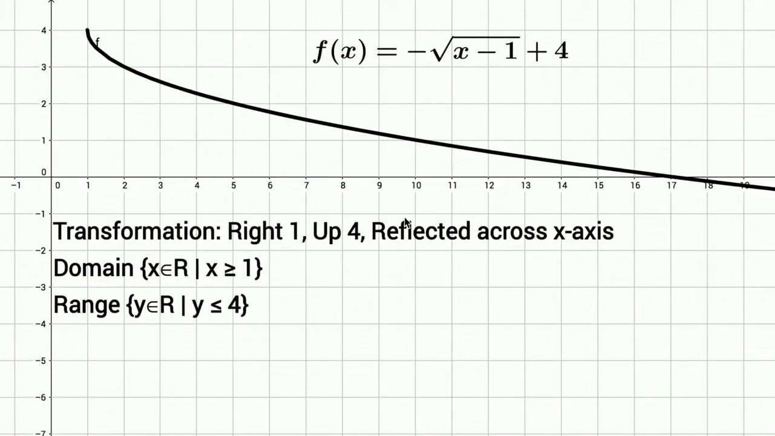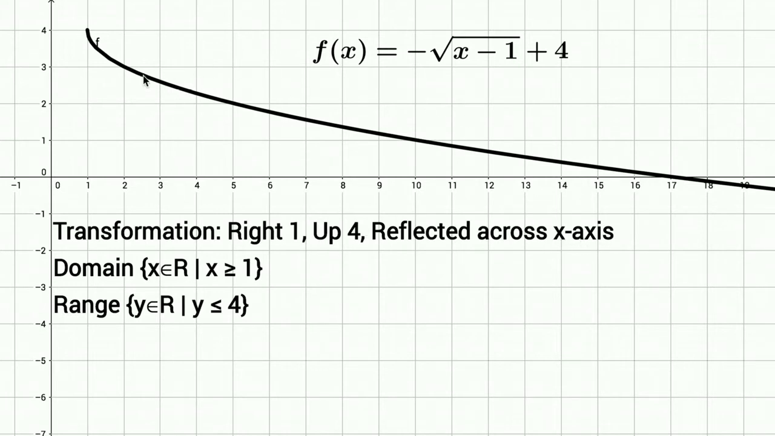Question number 6. f(x) equals negative square root of x minus 1, plus 4. So what kind of transformation do you see? With the minus 1, x is subtracting a positive number, so you move everything right 1 unit. Plus 4 is outside of the radical expression, so plus 4 means up 4. The negative, multiplying the square root function, means reflected across the x-axis. So again, right 1, up 4, reflected across the x-axis.